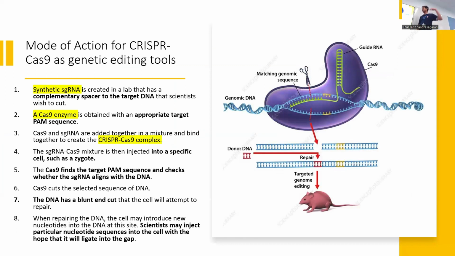So let me go through the mode of action for how it's used as a genetic engineering tool. So first, the synthetic single guide RNA is created in a lab that has a complementary spacer to the target DNA. So essentially, it's looking for the target sequence that we want because we made the synthetic sgRNA.